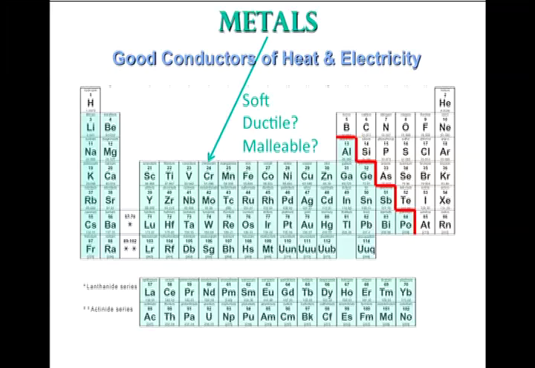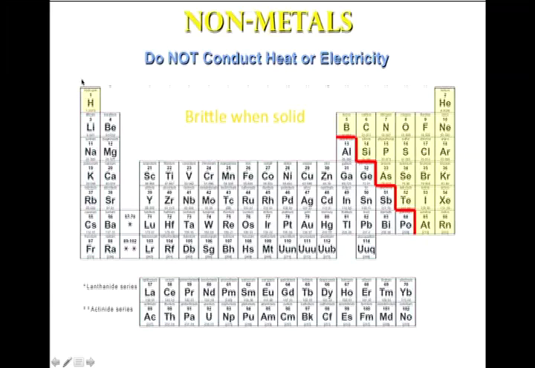All metals are soft, ductile, and malleable. Ductile means that they can be pulled into a wire like chewing gum. Malleable means they can be pounded into sheets like aluminum foil, tin foil, somebody taking iron and pounding it into a steel drum, or pounding copper in art class. That can be done because metals are soft. And everything to the left of the staircase except hydrogen up here in the corner is a metal. And nonmetals are everything to the right of the staircase, including hydrogen.